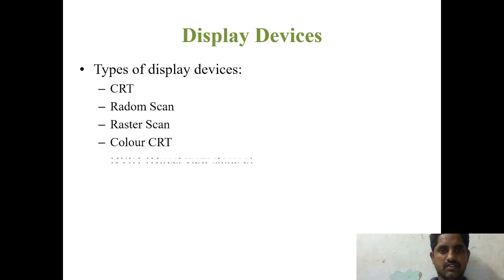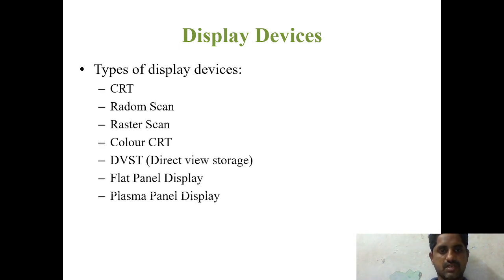So what are the types of display devices? CRT, random scan, raster scan, color CRT, DVST, flat panel display, plasma panel displays, and LCDs. Now, CRT. What is CRT? Cathode ray tube.